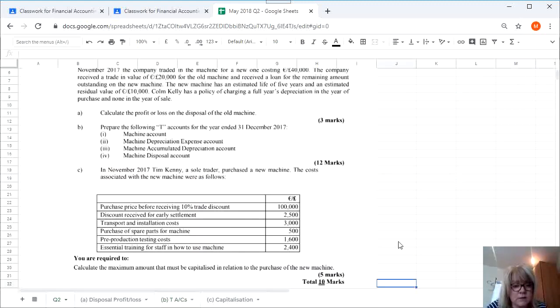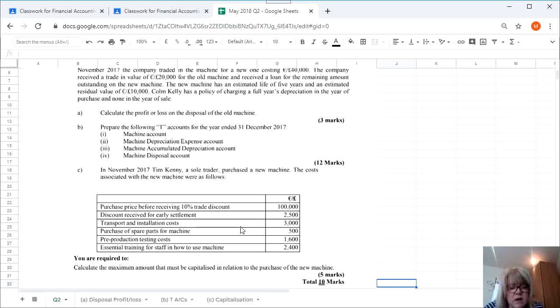Okay, so part C of this question states that in November 2017, Tim Kenny, a sole trader, purchased a new machine. The costs associated with the new machine were as follows, and you're required to calculate the maximum amount that must be capitalised in relation to the purchase of the new machine. So if you just run through the items and decide which ones can be capitalised. So purchase price can be capitalised, but you exclude the discount. So 10% of 100,000 would be 10,000, so therefore we can capitalise 90,000 as part of the cost of the machine. Discounts received for early settlement cannot be capitalised.